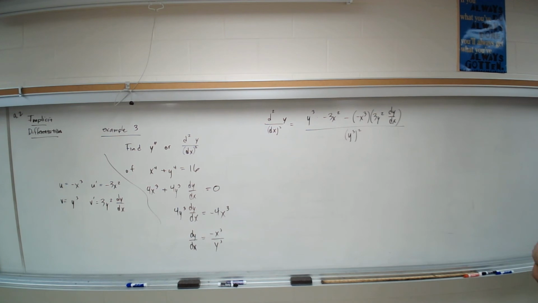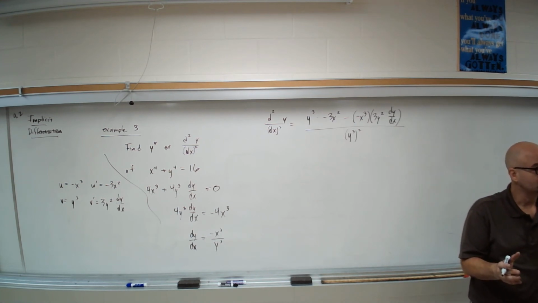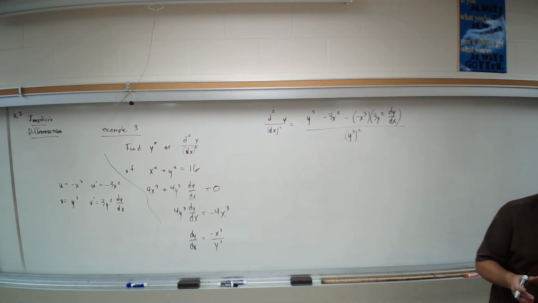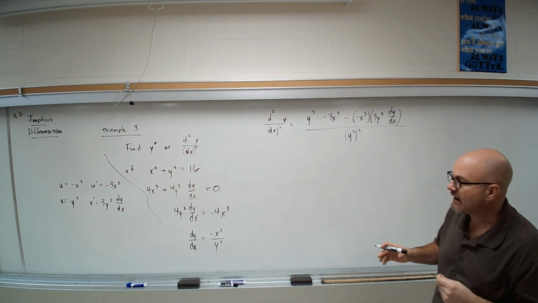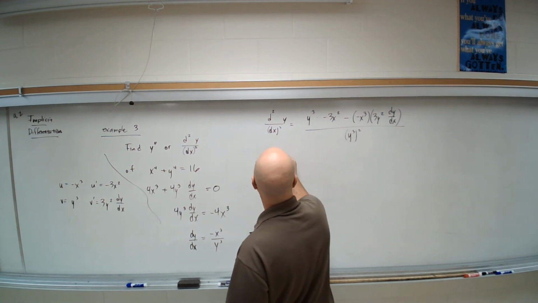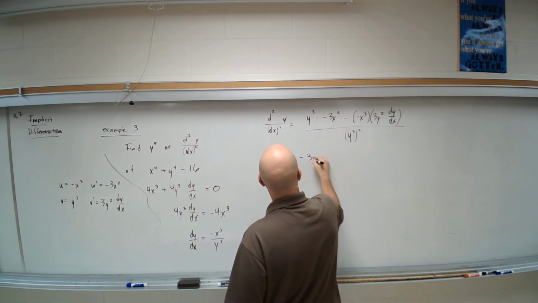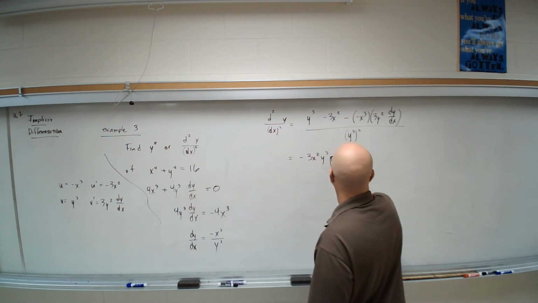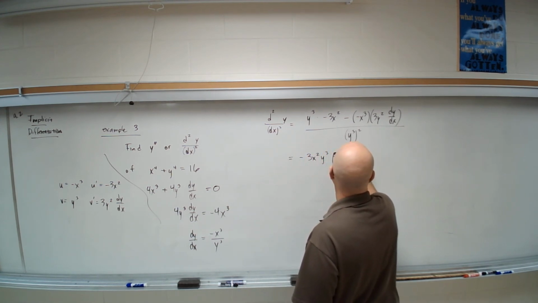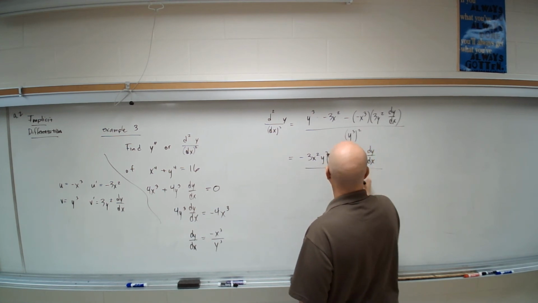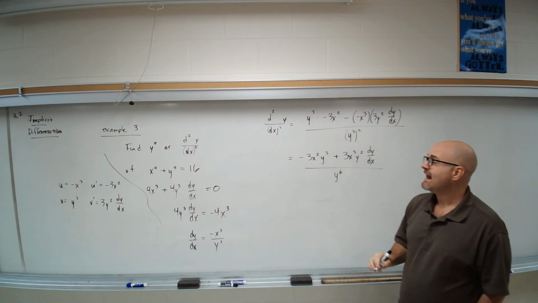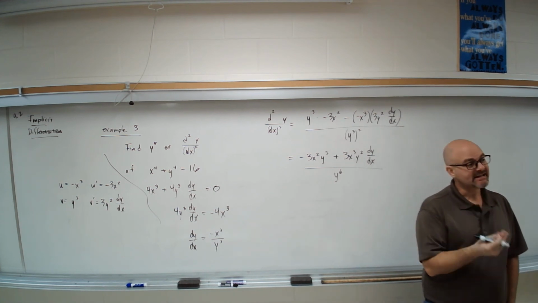Let me check my work here. Yeah, everybody's look good so far? I mean, it looks bad, but does it look correct-ish? Believable? All right. So at this point, let's go ahead and clean that up. I'm going to say negative 3x squared y cubed plus 3x cubed y squared dy over dx over y to the sixth. Now, we want to find the second derivative.